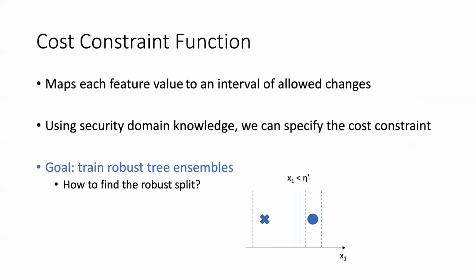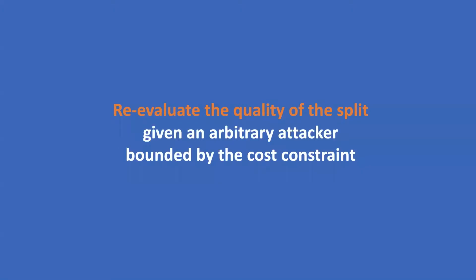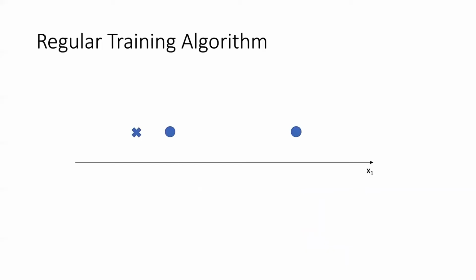Since our goal is to train robust tree ensembles, this raises the question, given the cost constraint function, how to find the robust splits? We designed our robust training algorithm by reevaluating the quality of the split given an arbitrary attacker bounded by the cost constraint. In the regular training algorithm, we evaluate the quality of the split without considering how an attacker may perturb the training data points.